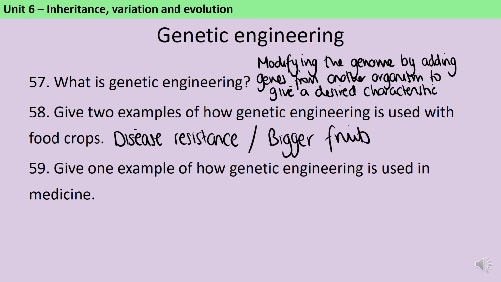In modern medicine, we produce a huge amount of insulin for people who have type 1 and type 2 diabetes by using bacteria that are able to express the human insulin gene.